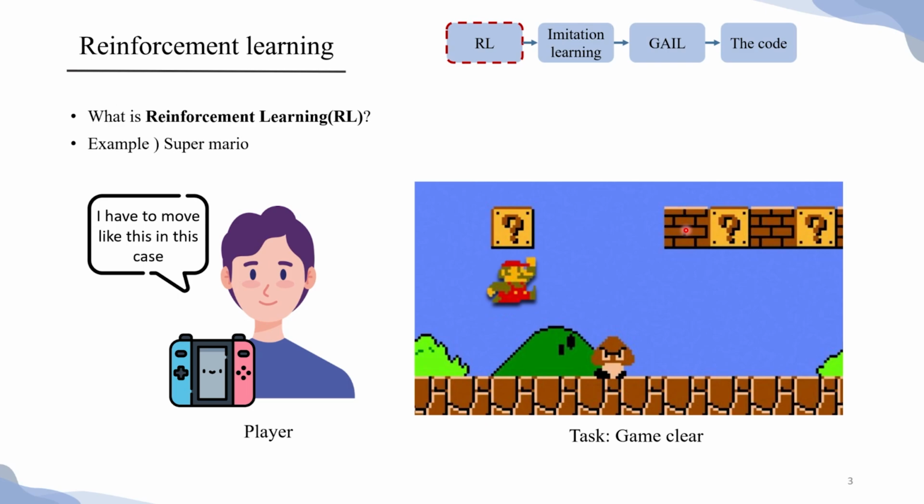What is reinforcement learning? Let's use Super Mario as an example. We get information from the screen and think about how to move. Then we can control the character. When we clear the game, we feel a sense of achievement.